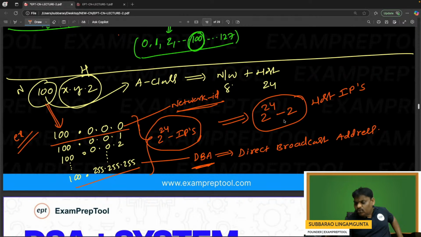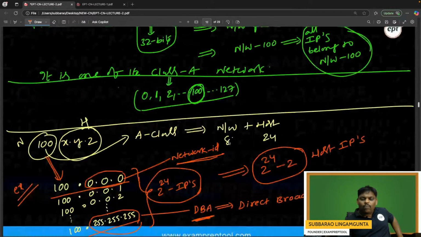Why minus 2? Host part all zeros, that is for network ID. Host part all ones, that is going to be DBA, direct broadcast address. That is the direct broadcast address. I hope you got it.